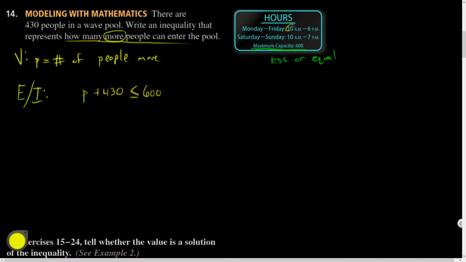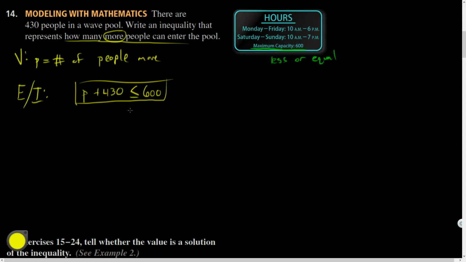Oh, wait a minute. Did I need 10 or 6 or 7 in this problem? No, I didn't. That wasn't related to the capacity of the pool, other than, I guess I could say that at 8 p.m., the maximum capacity is 0. Think about that. No one's allowed in the pool when it's closed. All right, so they just wanted us to write the inequality. That's what I did. So I found the facts. Good job, you guys.